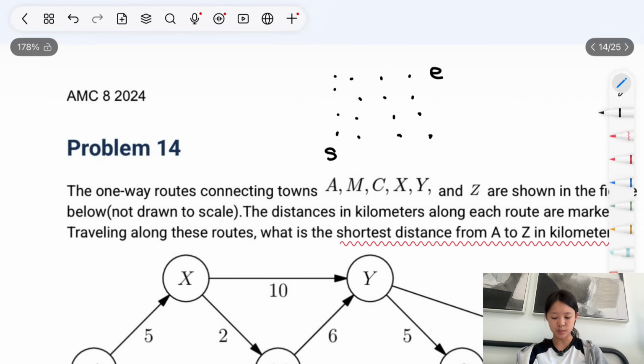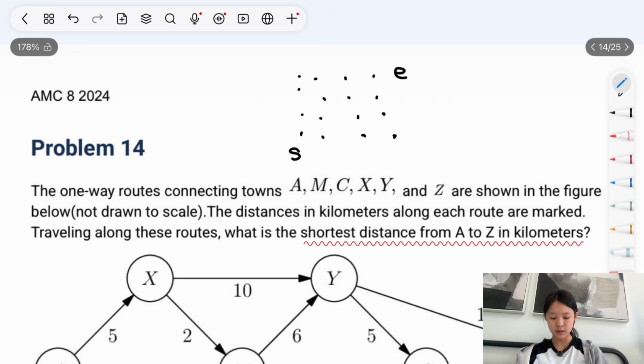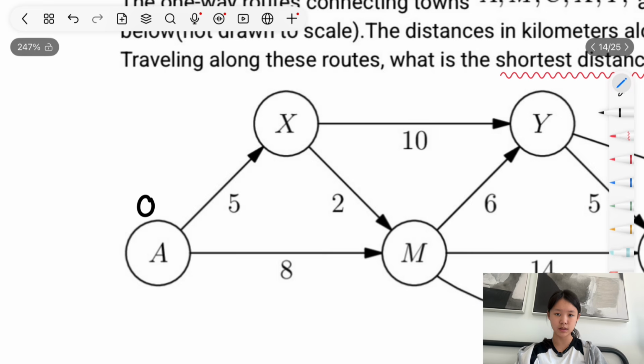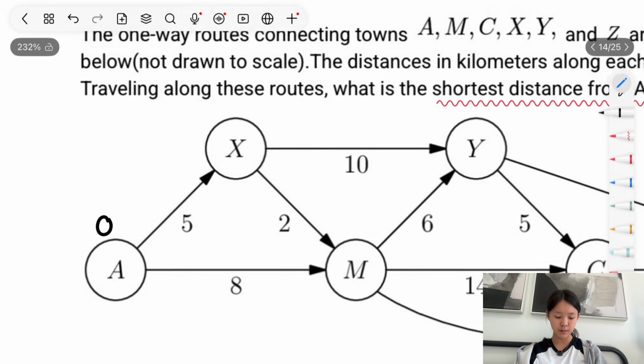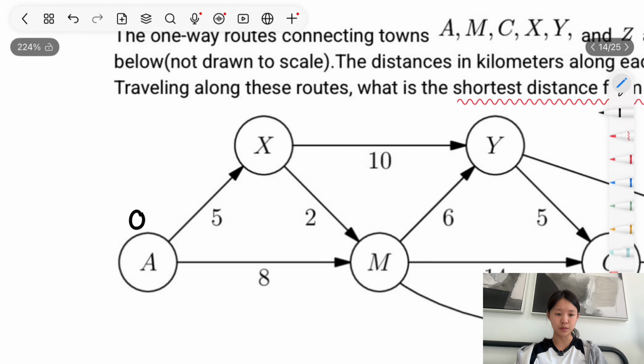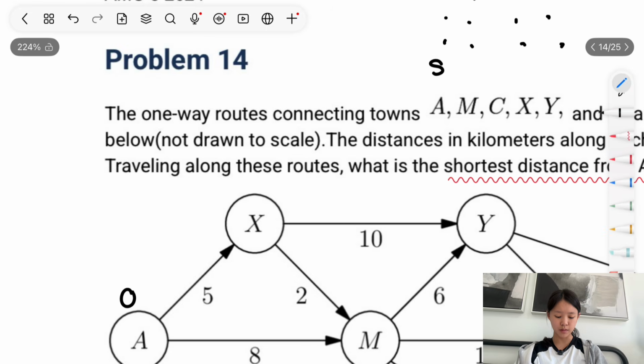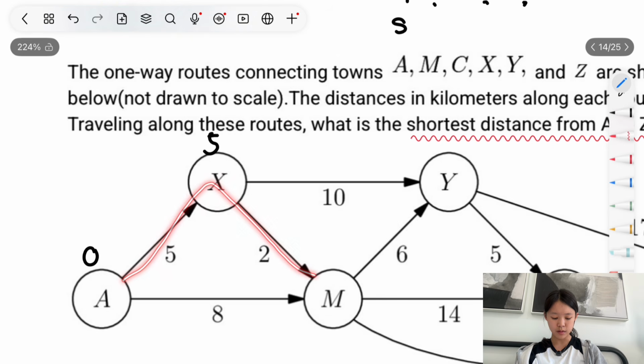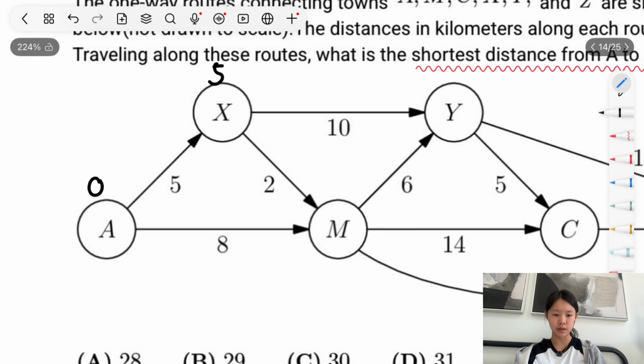So what you would do in this problem is you would find the shortest distance from here to here, and then so on for each of these until you can finally calculate onto the final ending node. So we do the same thing here as we find the shortest distance to each of the nodes within this graph. So the shortest distance to A would be 0, and to X would be 5, since there's only one path to X. And next for M, you can consider that there are 2 paths here. Either one is through 5 and 2, and one is through 8. So clearly the shortest path here would be 7.